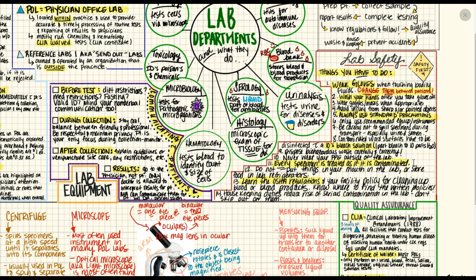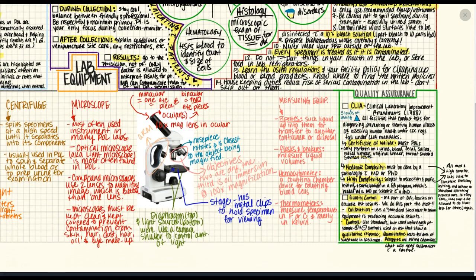For number 13, you want to learn the OSHA regulations and your facility's policy for cleaning up blood or blood products, and make sure you know where to find the written policies. And then lastly, for number 14, housekeeping duties reduce the risk of serious contamination in the lab, so you don't want to skip out on those because they help keep everybody safe and hopefully not sick.